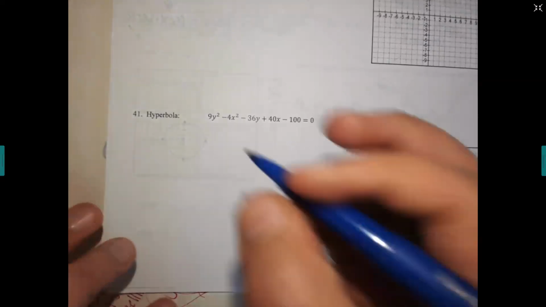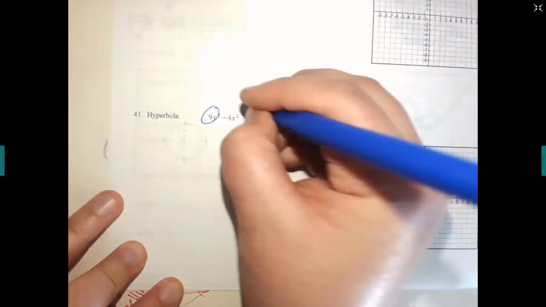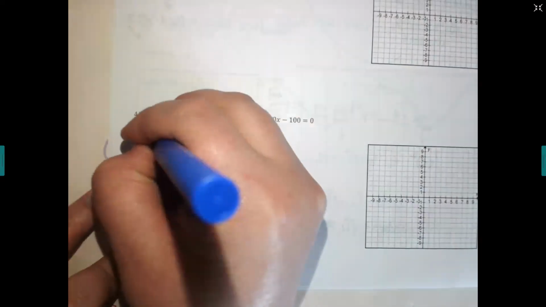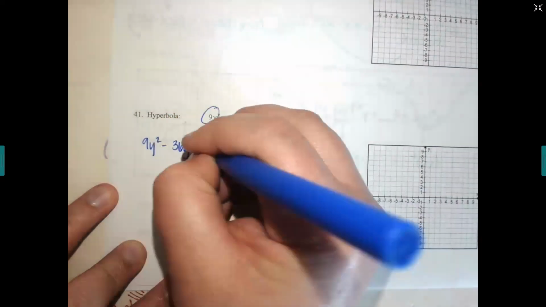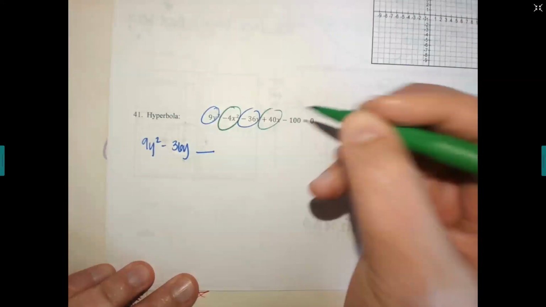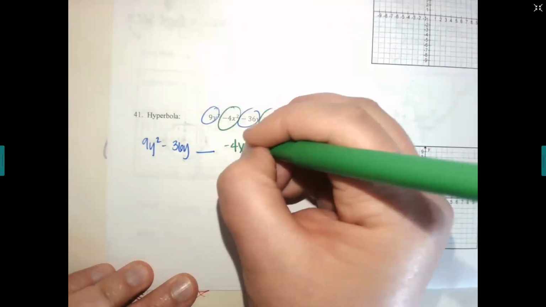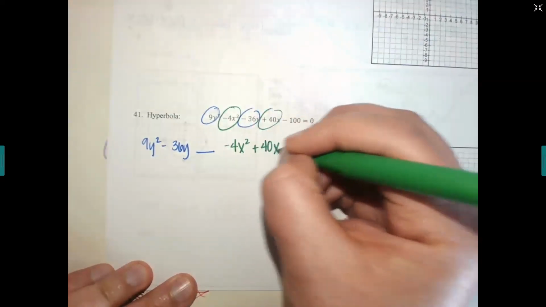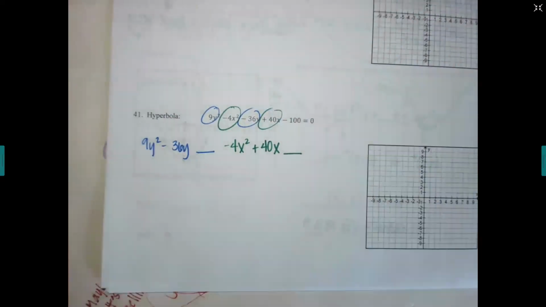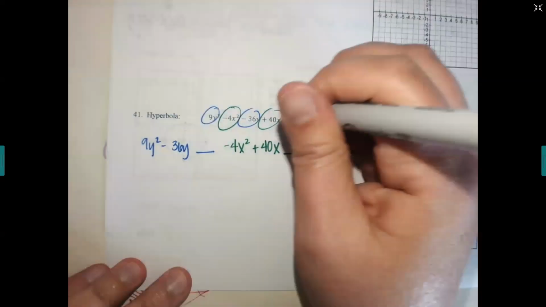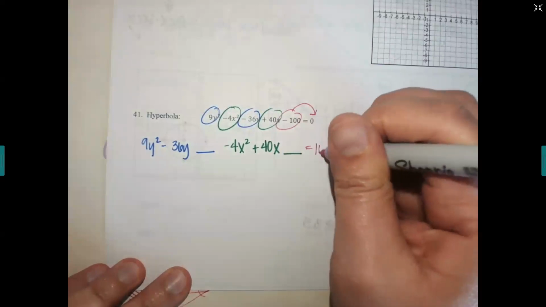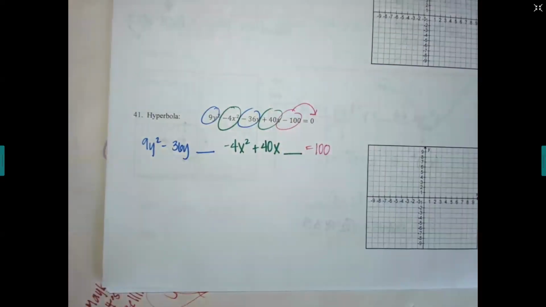Okay, for my y's, I notice those come first. I have a 9y squared minus a 36y. 9y squared minus 36y, blank. Okay, then after that, I have a minus 4x squared plus 40x, then you're blank. Okay, and then I have a negative 100 that I need to slide across to the other side. So when I move it across, now it's a positive 100.